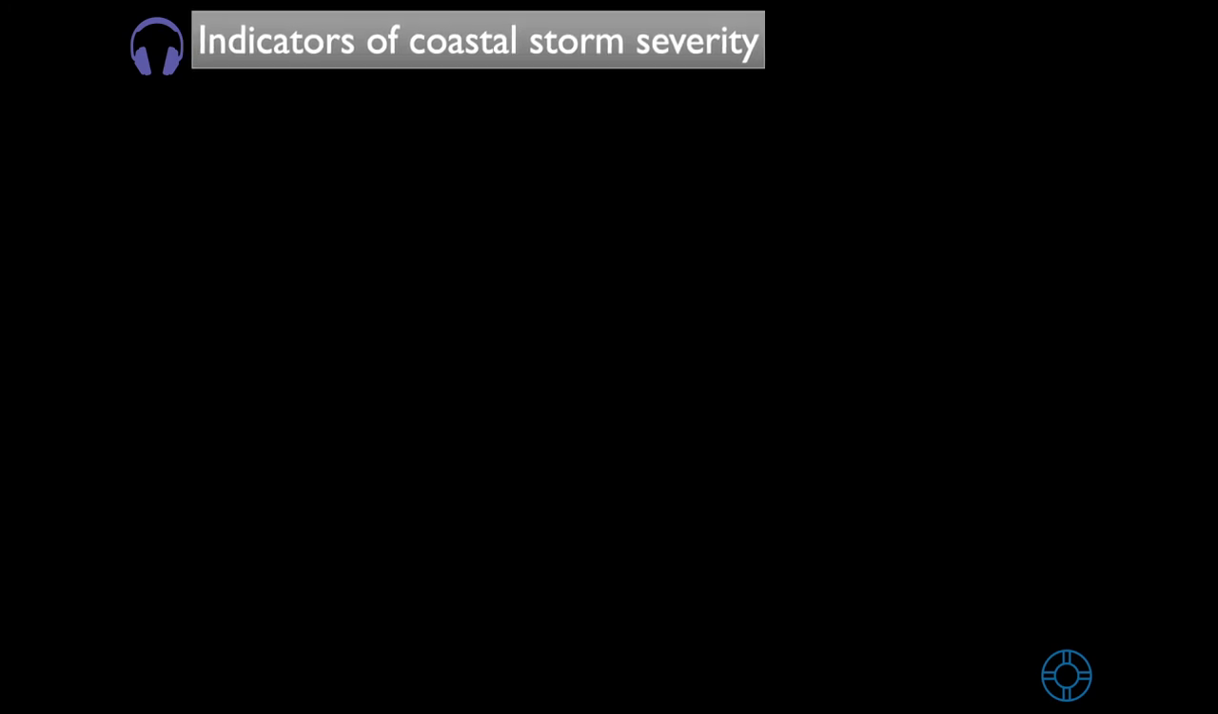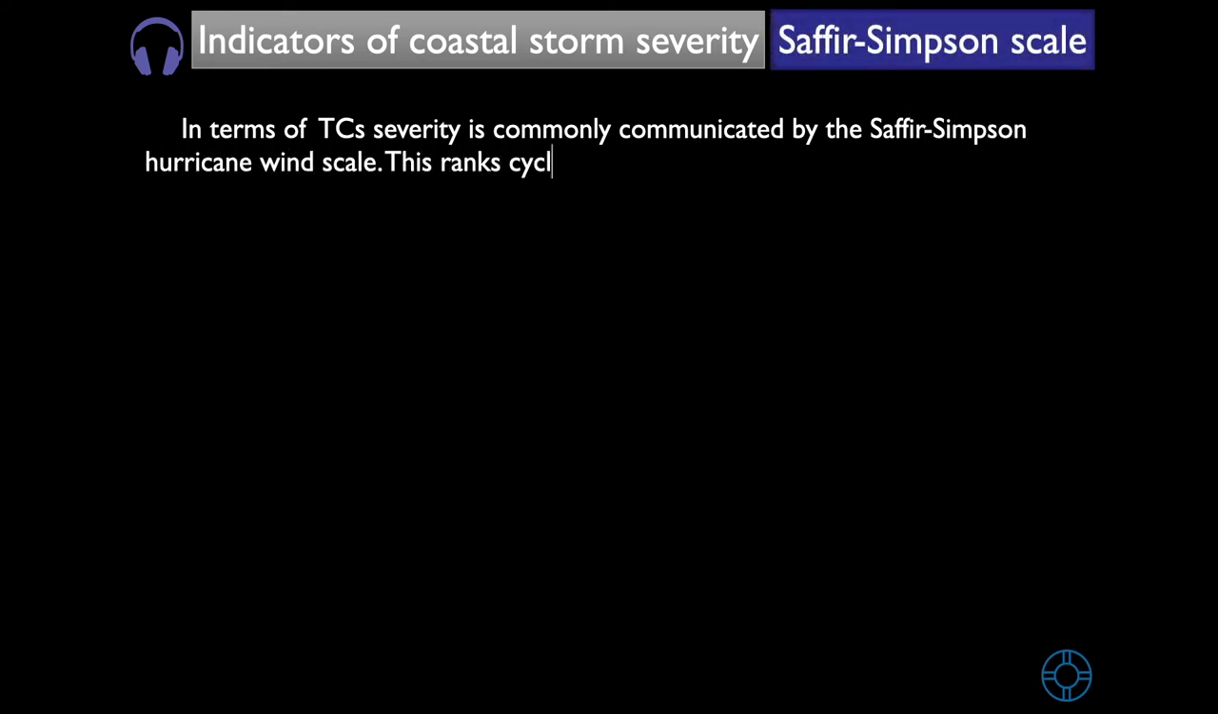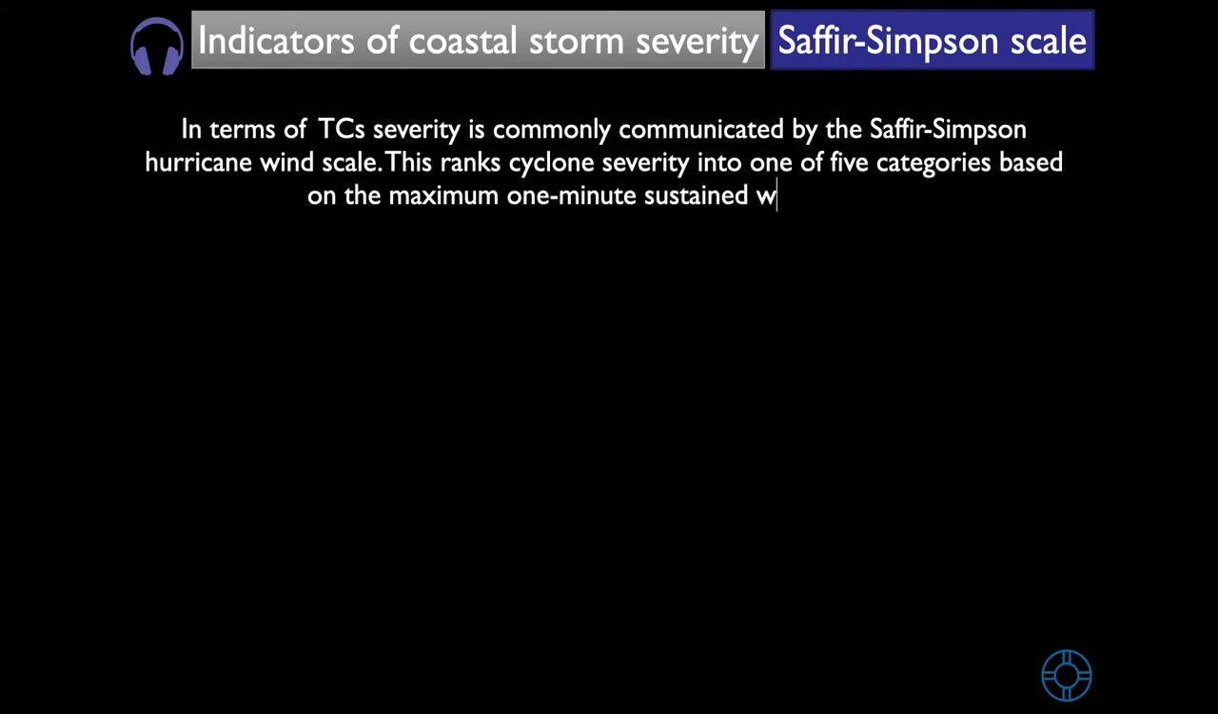Now, we are going to talk about some of the indicators of coastal storm severity. In terms of tropical cyclones, severity is commonly communicated by the Saffir-Simpson Hurricane Wind Scale. This scale ranks cyclone severity into one of five categories based on the maximum 1 minute sustained wind speeds.